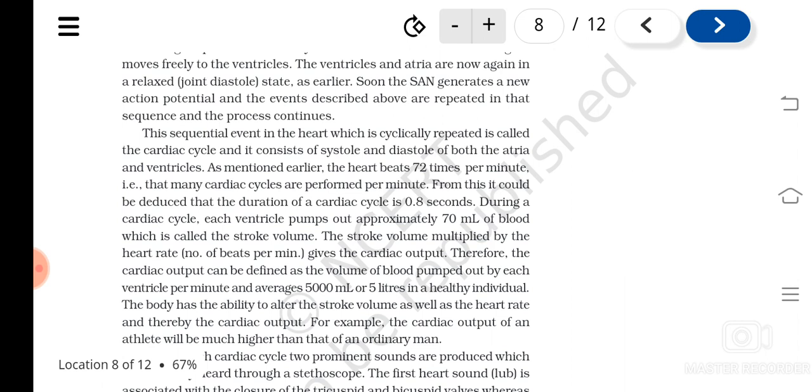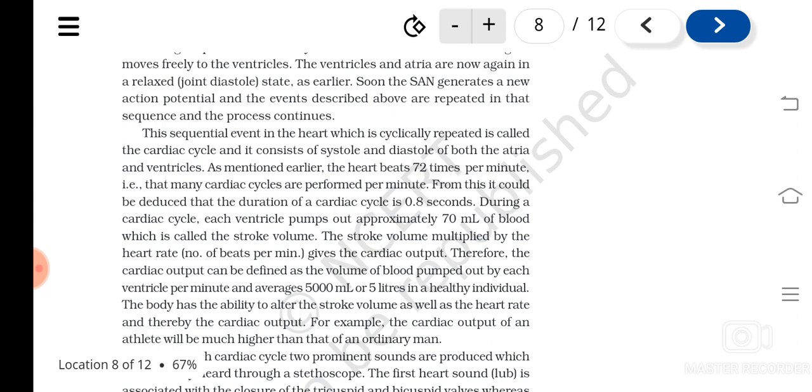Okay, and the stroke volume multiplied by the heart rate, which is usually 72 times per minute, isn't it? That gives the cardiac output. So the cardiac output is the volume of blood pumped by each ventricle per minute. Means in each minute how much blood will be pumped by the heart: around 5000 ml or 5 liters in a healthy person. So this is known as the cardiac output.